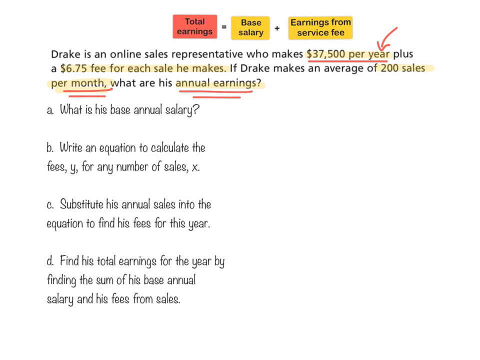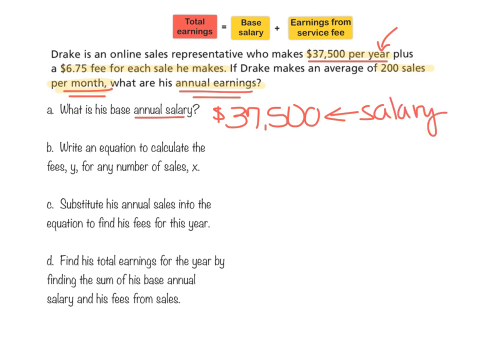So part A says, what's his base annual salary? Well, that one was just given to us because they're telling us what it was each year. So he has $37,500. This is his annual salary. Okay, that's what he makes no matter how many sales he makes.